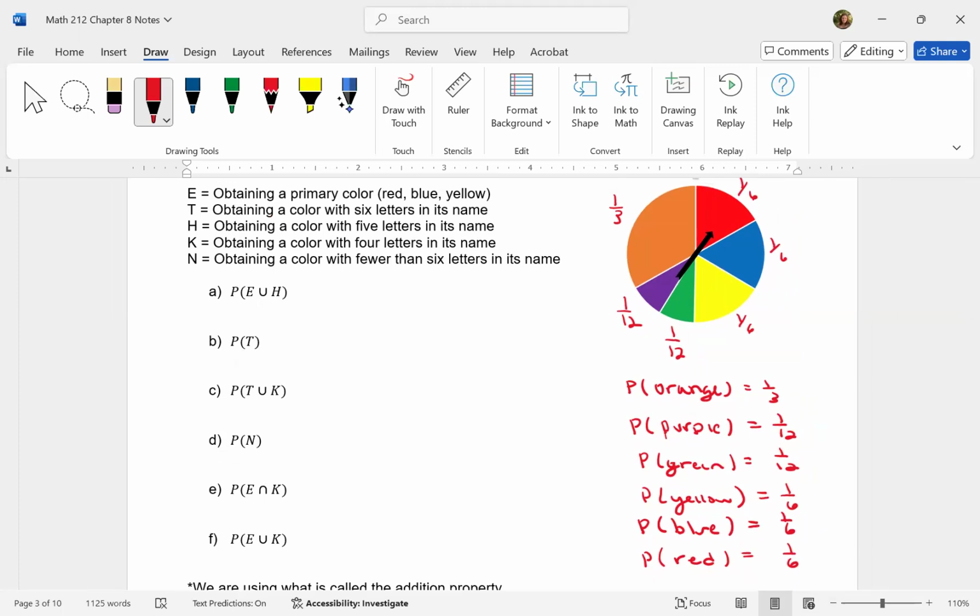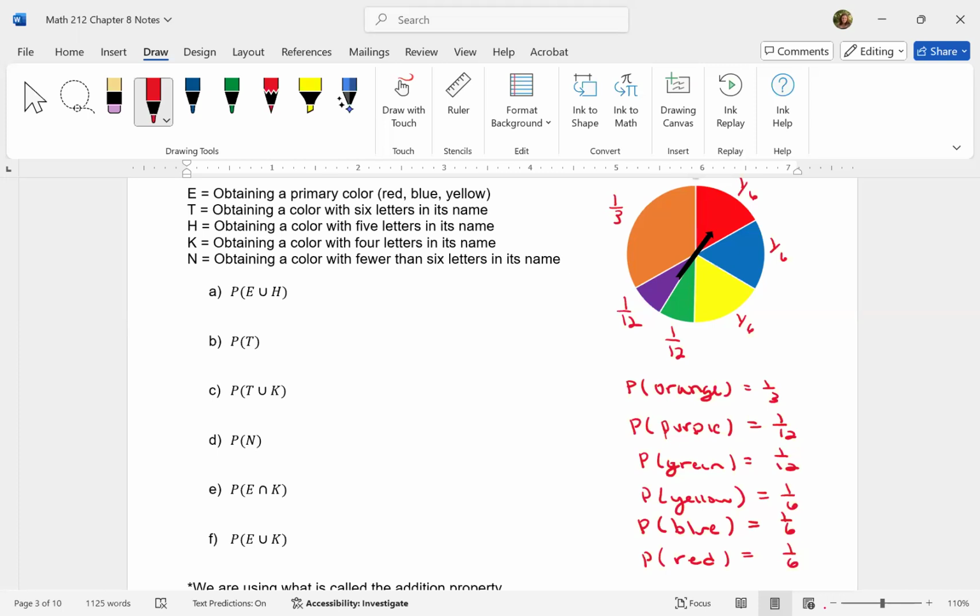Okay, so probability of E union H. Probability of E, red, blue, or yellow. So basically, we're taking the probabilities of red, blue, or yellow, which would be 1/6, 1/6, 1/6 for each of those.